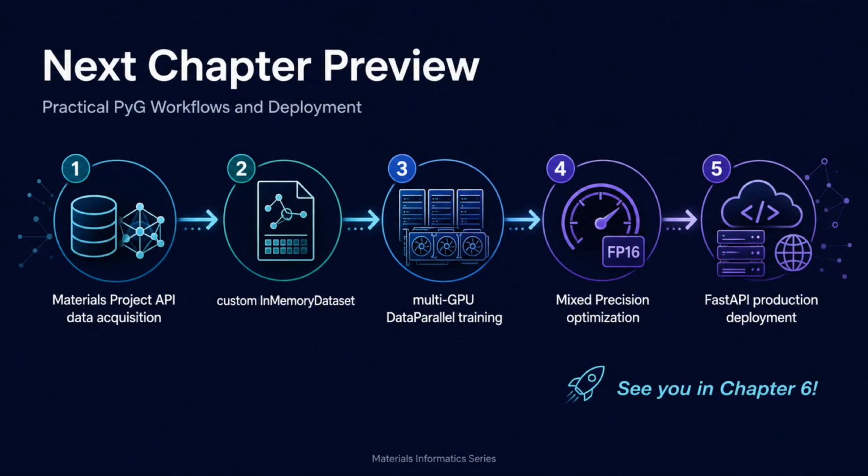In the next chapter, we'll learn practical workflows using PyTorch Geometric and the Materials Project API. We'll cover data acquisition from Materials Project's extensive crystal structure database, creating custom in-memory dataset classes, distributed training with data parallel for multi-GPU acceleration, mixed precision training for speed and memory optimization, and production deployment with FastAPI.